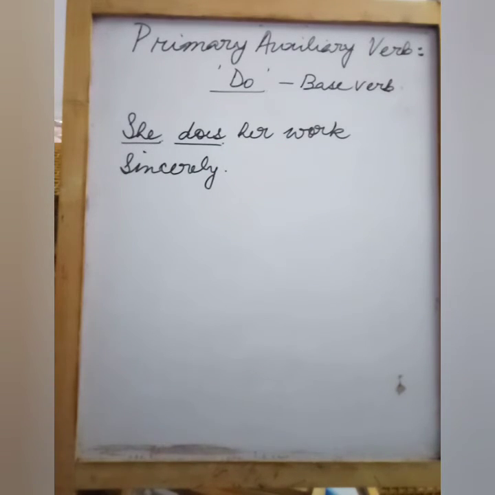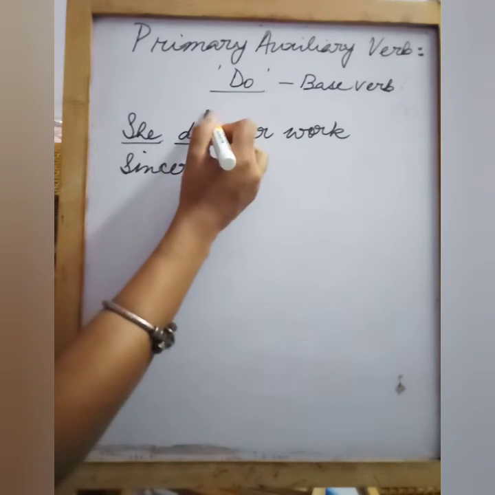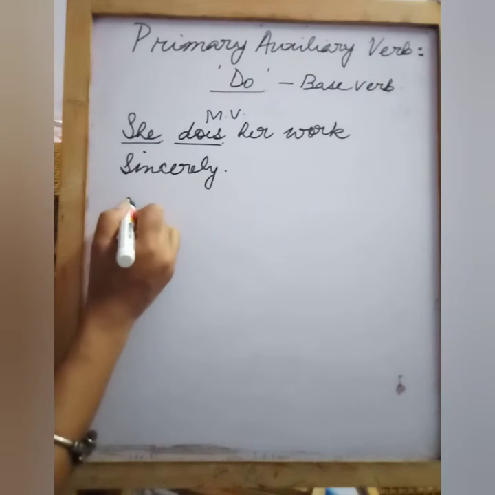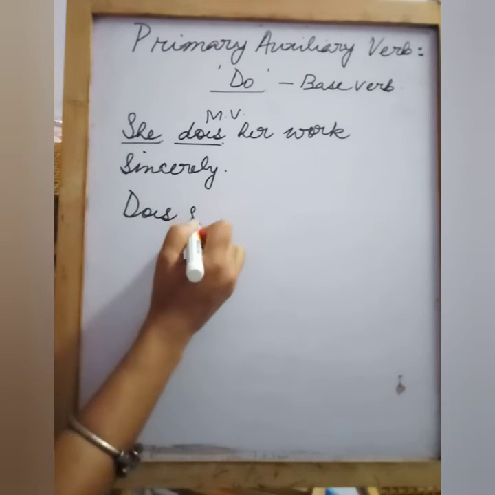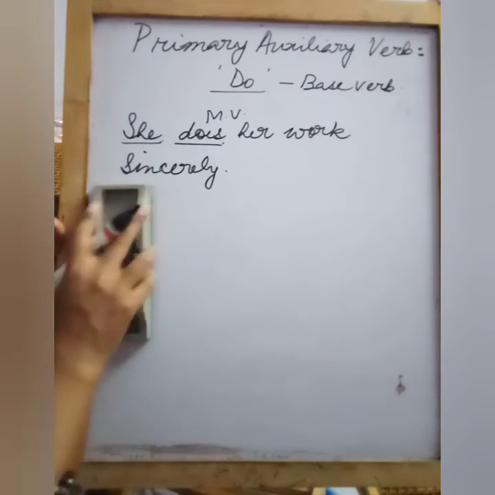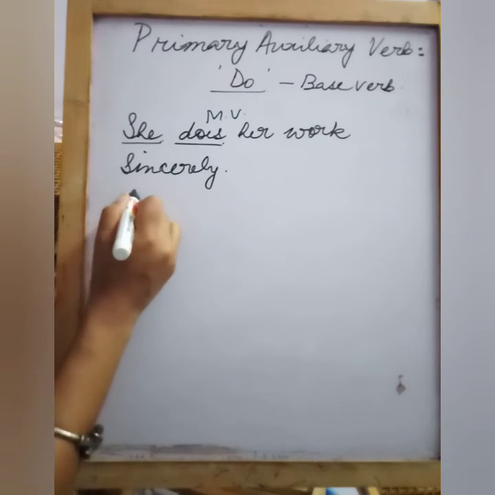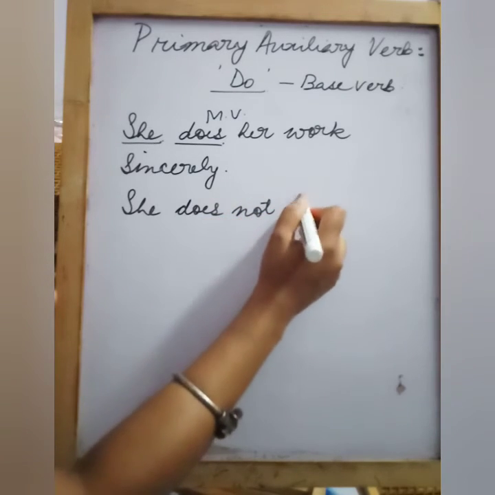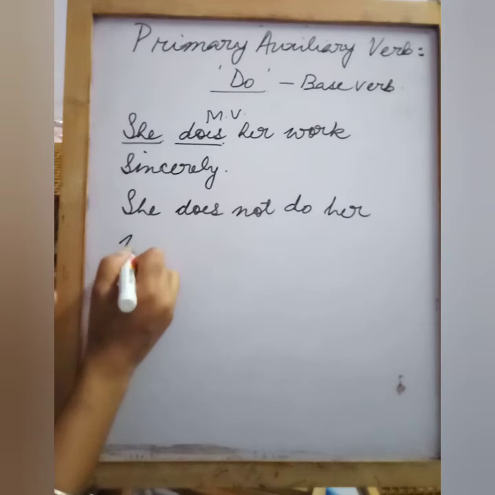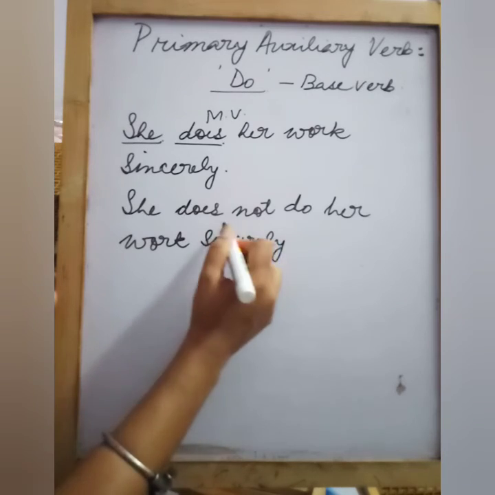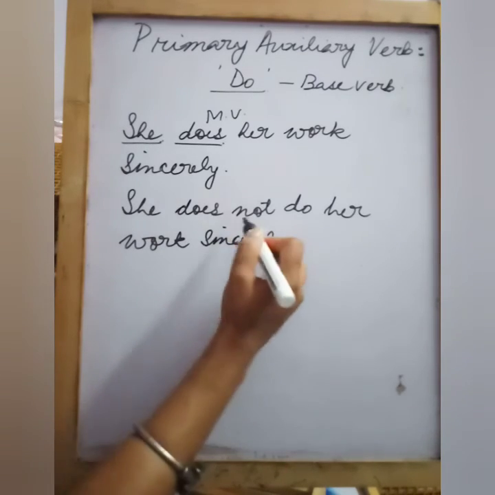Now see, here does is acting as the main verb, isn't it, because there are no other helping verbs here. Now I will change this into a negative sentence. Just see now. First let me write the negative, then I'll write the interrogative. She does not do her work sincerely. Fine. See, now this has become a negative sentence. Does not. The word not is there.